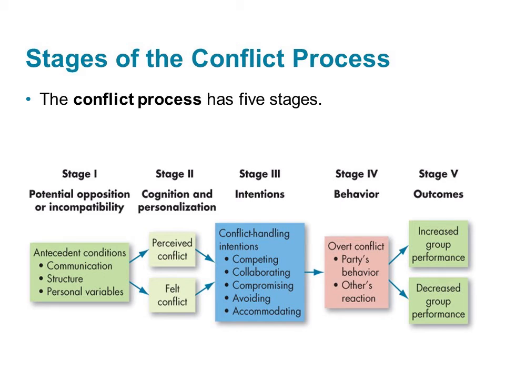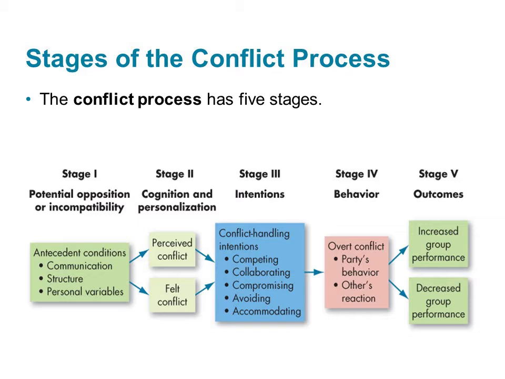I mentioned earlier that conflict is a process, and we know a lot about this process. Here's one of the many models that attempt to explain the process of conflict. This one starts with stage 1, where the conditions that are right for conflict begin to emerge. Not the conflict itself, but the conditions that are right for conflict.